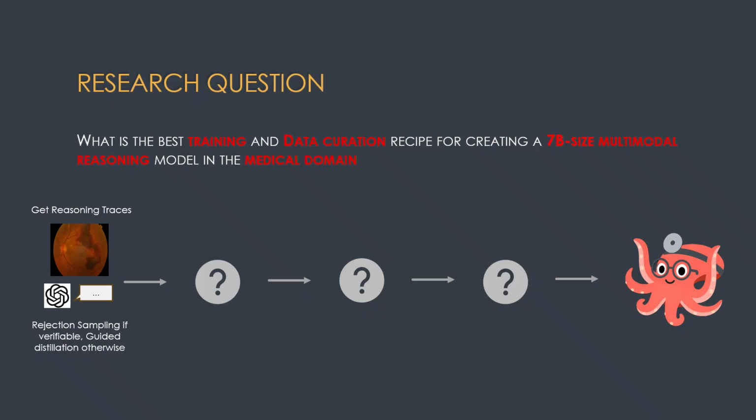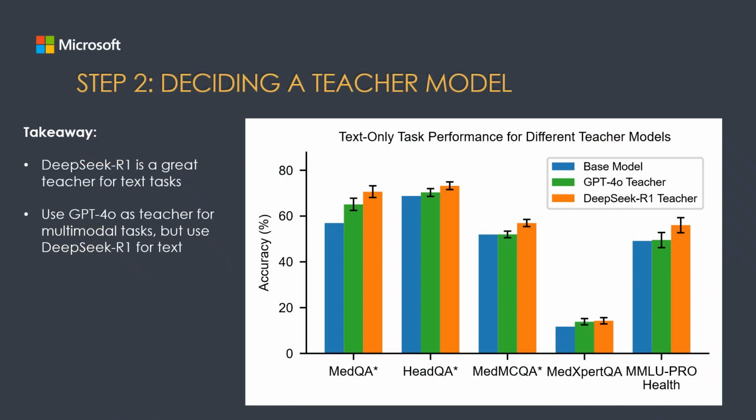So for our first design choice in the recipe, we decided to use rejection sampling when the answer is verifiable, and fall back to guided distillation if the answer is not verifiable. What should we use for the teacher model?